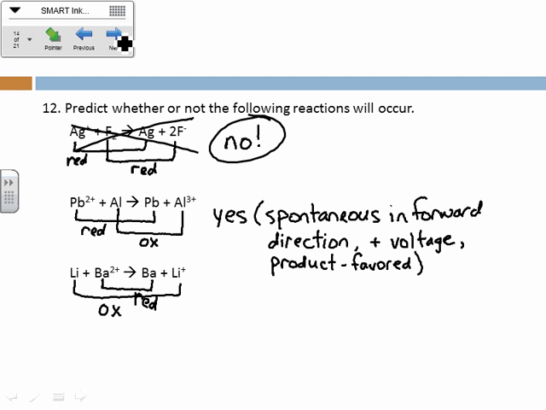These are two species that neither one of them really want to get reduced. But when you put the barium with the lithium, it will get reduced because the lithium wants to get oxidized more. So this one, yes, would also occur. And see the above here for all of the other ways that you could say that.